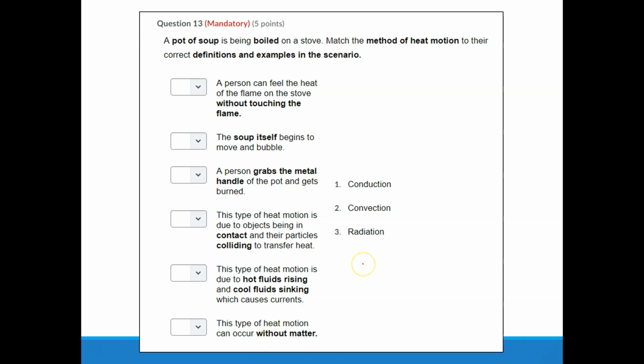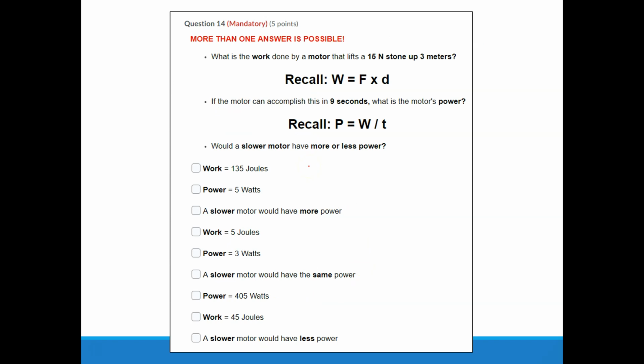Okay? Question number 14 is talking about work and power. We have two equations here, the work equation and the power equation. And then also this really important question of would a slower motor have more or less power?